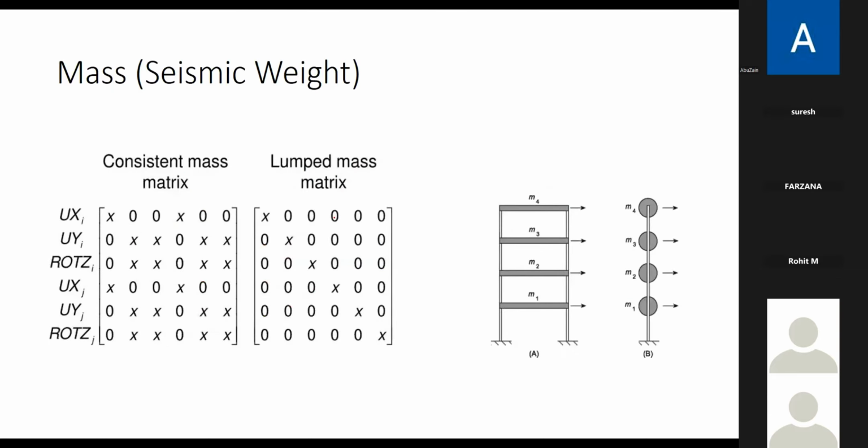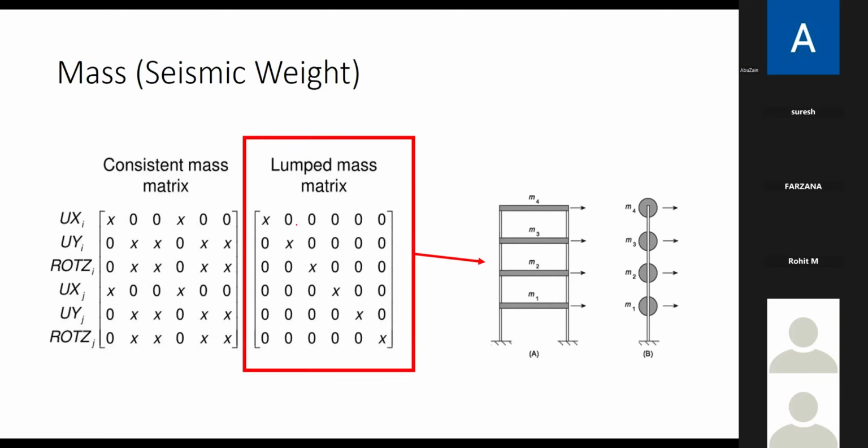Then next comes mass. Mass is very important, because we all know how much force is going to develop depends upon mass into acceleration. This acceleration we know, the earthquake acceleration, and mass is the self weight of our building. Usually we go for a lumped mass system. This is the UX direction. This is what ETABS will do. It will assume our mass in the X direction, Y direction, even in the rotational axis.